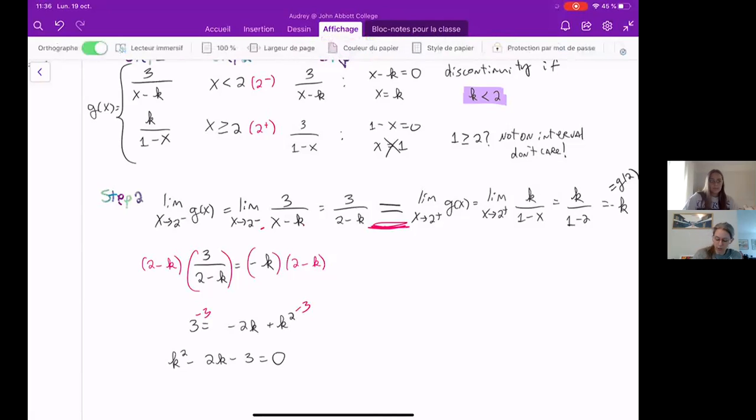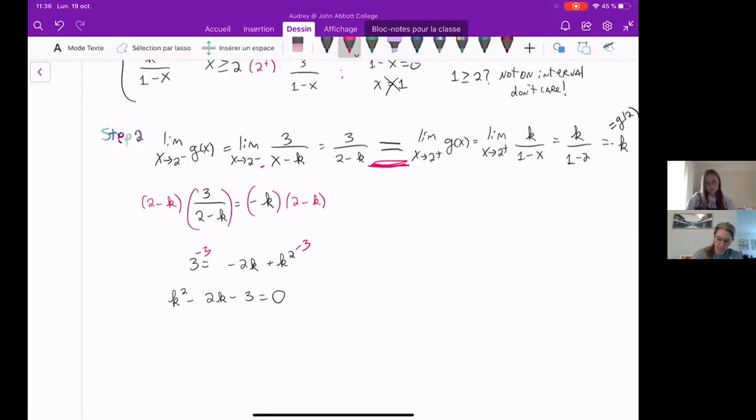How does this factor? What are my factors here? k plus 3 and k minus 1. Flip that, but yeah. So k minus 3 and k plus 1. It has to be minus 3 because the middle is negative. Okay, yeah, good. So this gives me two values: k is equal to 3 and k is equal to negative 1.